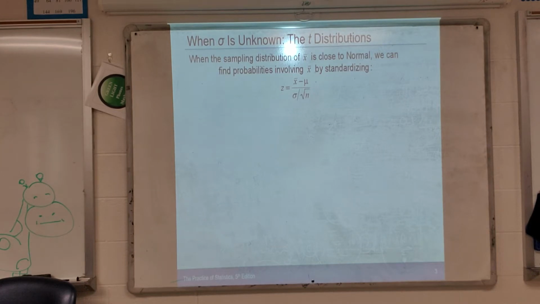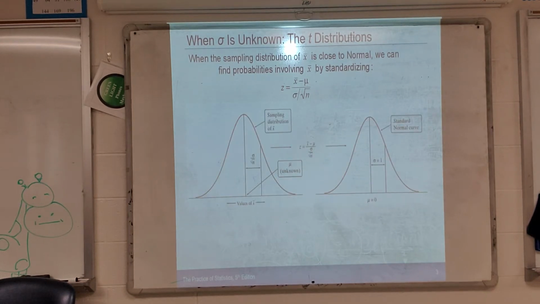Okay, I hope y'all are paying attention. All right. We were able to use that, but we had to know that population standard deviation. Okay? There's the gist of it. The sampling distribution of x bar has a mean of mu, and it has a standard deviation of sigma divided by the square root of n. Okay, and we standardize that to that normal curve.